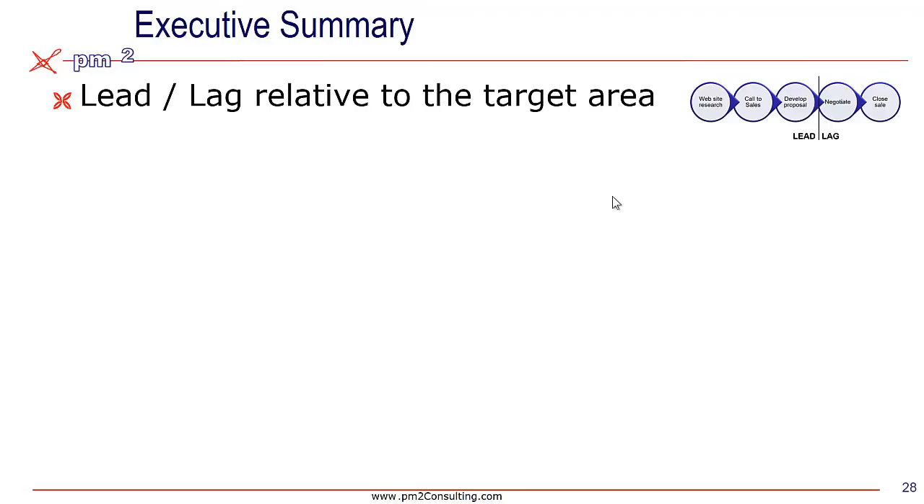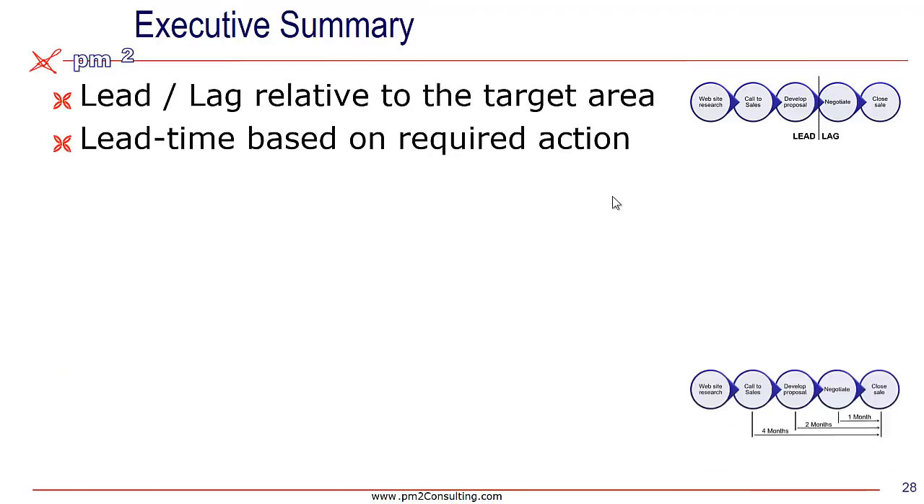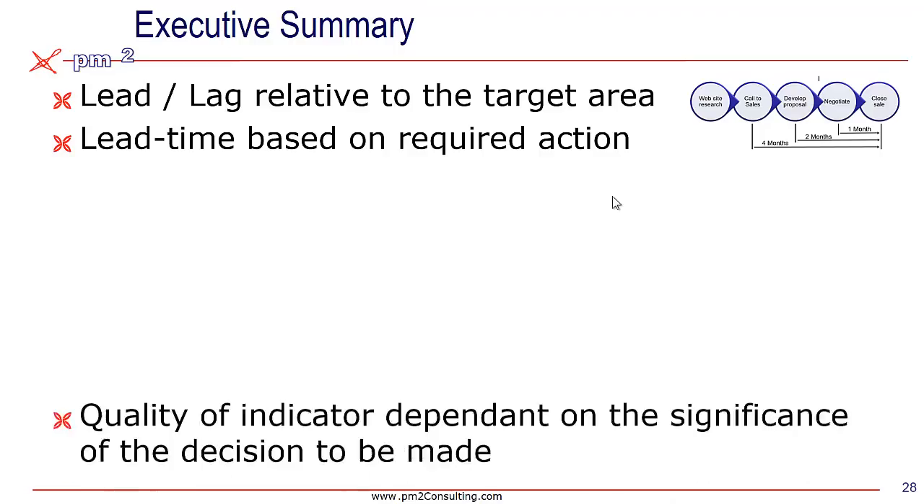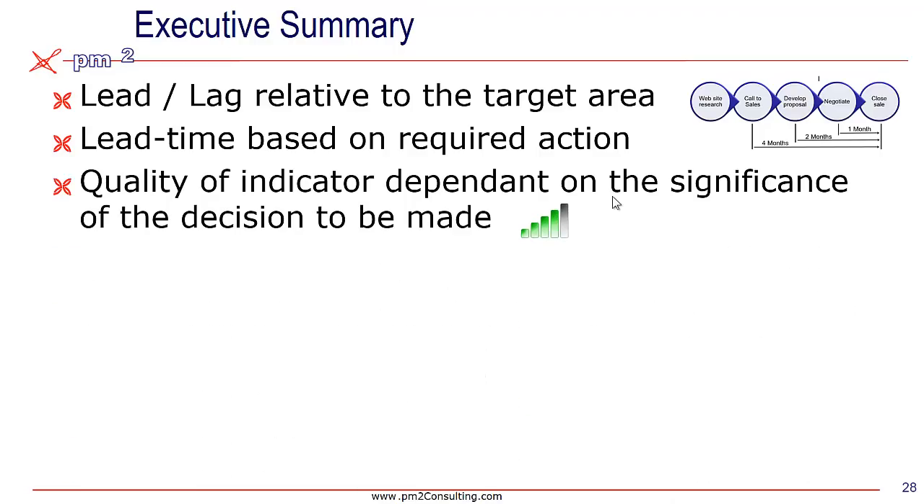So again, the summary is this. Lead and lag is all relative to the target area that you're talking about. So one person's lead indicator is someone else's lag indicator. The lead time that you need to look at for those lead indicators depends on the time it takes for you to take action. If it takes 4 months, you better have a 4-month lead indicator. The quality of the indicator is dependent on the significance of the decision that you need to make. The more important the decision, the higher quality of indicator you require.